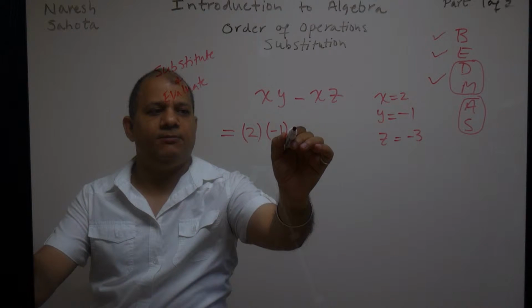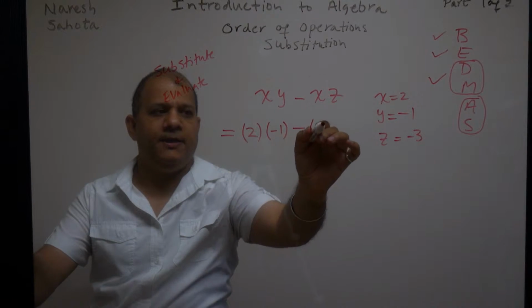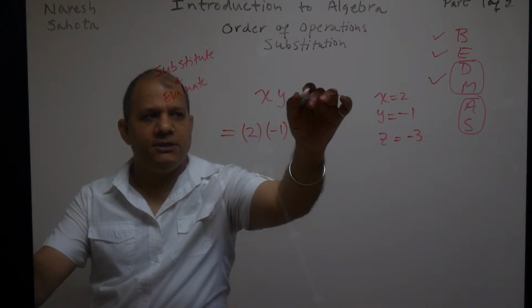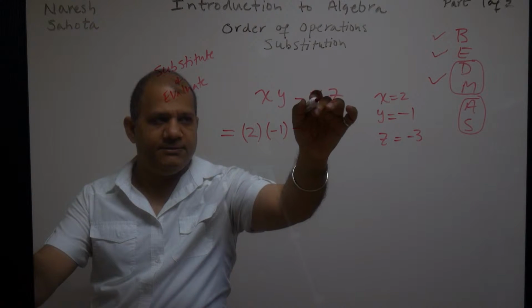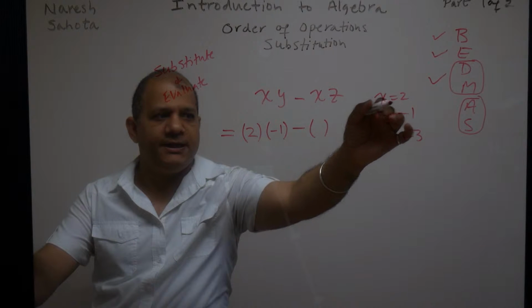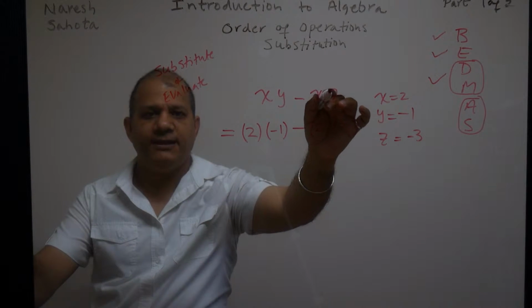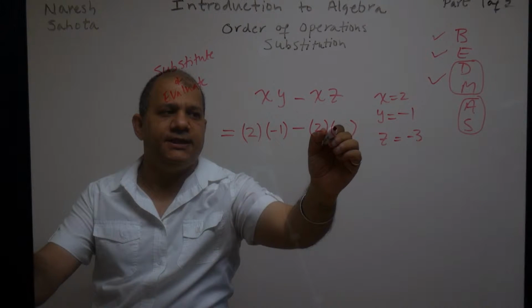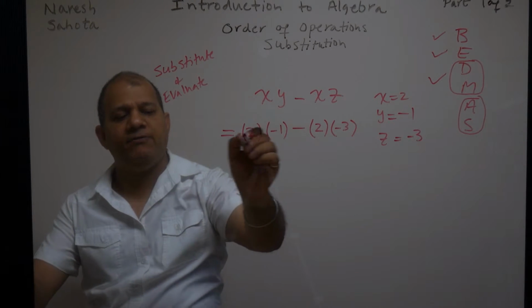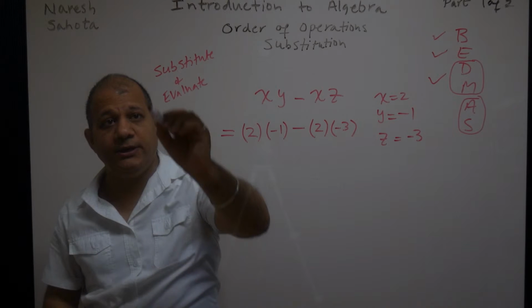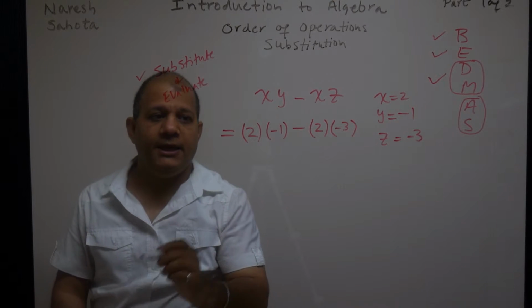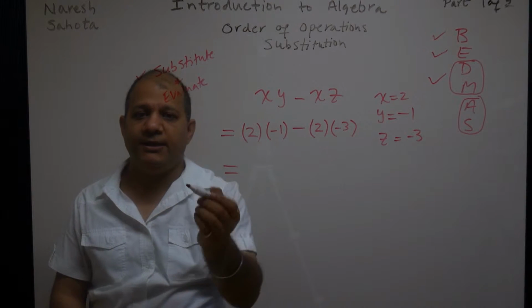Then we have subtraction, minus, copy that, and then we have times x, right? So x times z. So what's the value of x? Again, it's 2, and times the value of z. What's the value of z? We're told it is negative 3. So we have substituted. So we're done with the substitution part, and now the second part is to evaluate.